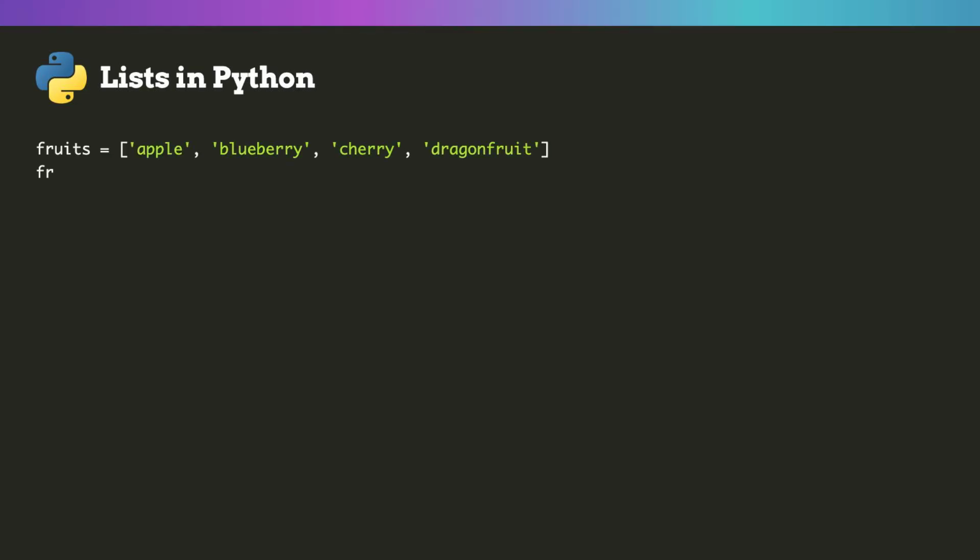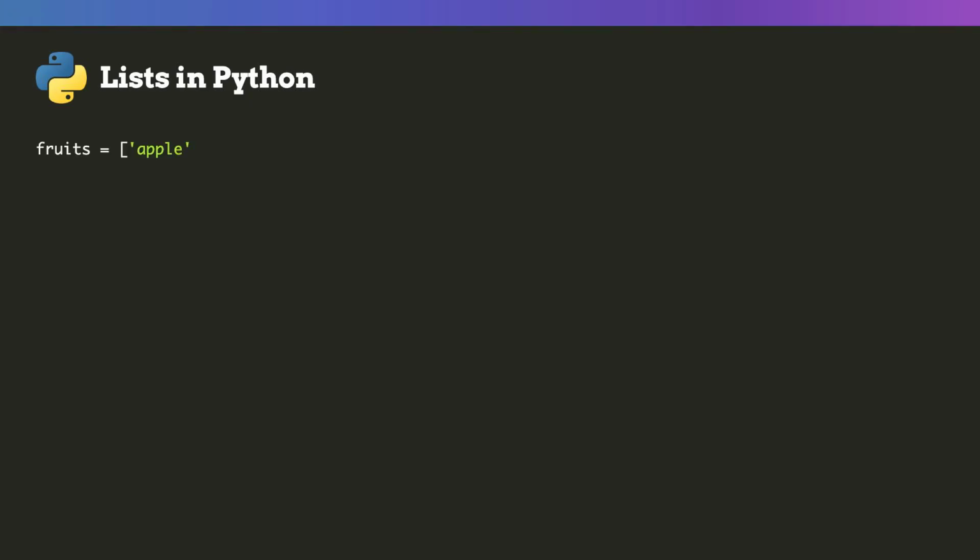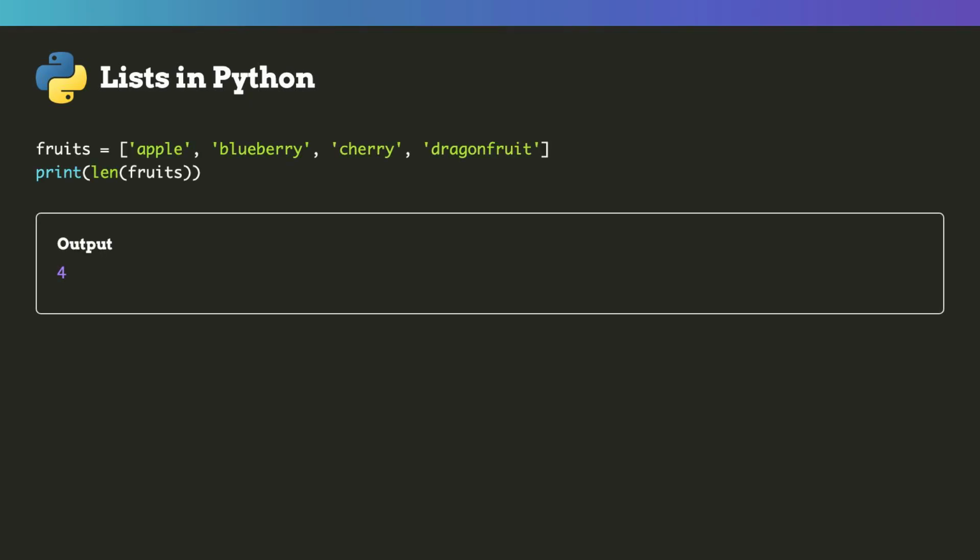You can also use remove to remove a specific value from a list. If you want to know how many items you have in a list, use the len function. If you want to access elements from the end of a list, use negative numbers. Here -1 refers to the last item, and -2 would refer to the second to last item, and so on.